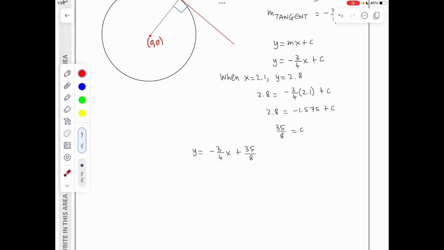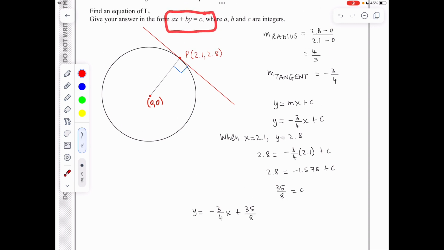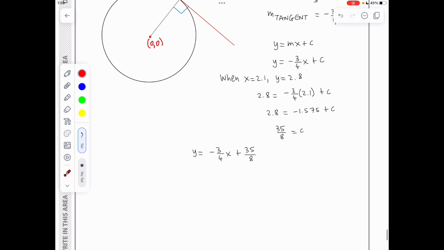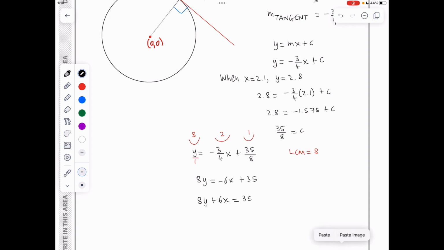Remember, I was asked to give my answer in the form of ax plus by is equal to c, with a, b, and c all being integers. So here we've got fractions. I will consider y to be y over 1, and I notice that the LCM of 1, 4, and 8 is simply 8. So if the LCM is 8, this means that the first thing needs to be multiplied by 8, the second by 2, and the third by 1. And therefore we're looking at 8y is minus 6x plus 35, which leads to 8y plus 6x is 35. This is the final answer in the required form.